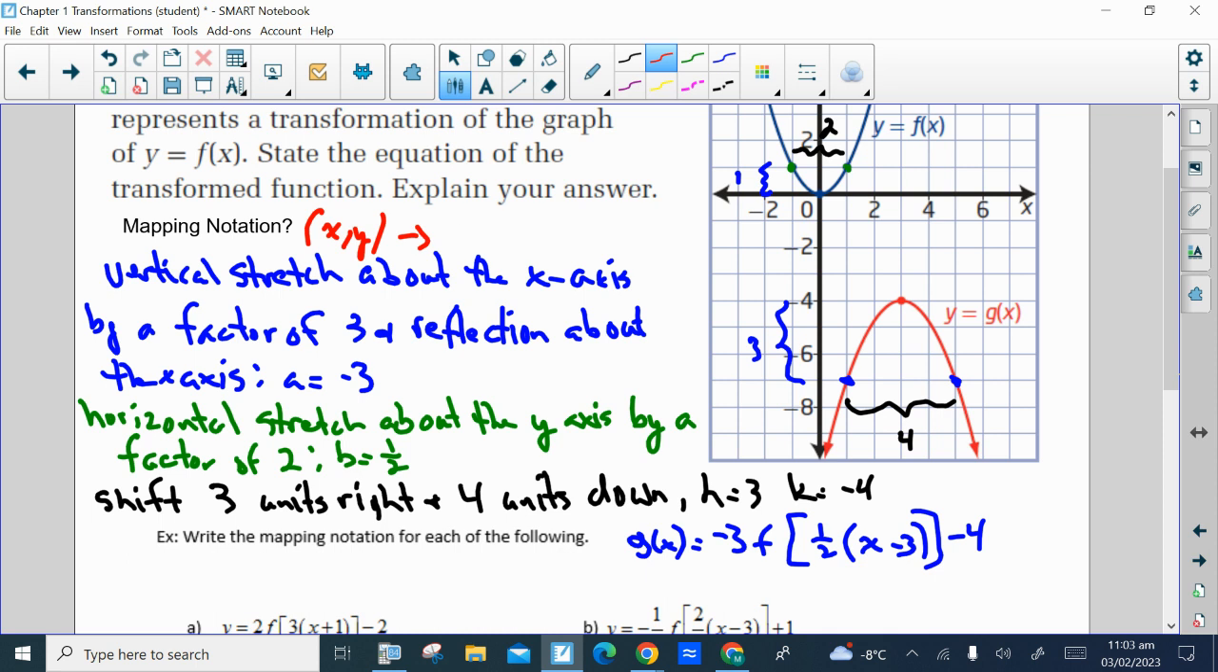And our mapping notation, again, the two inside parameters affect the x. We horizontally stretch by a factor of 2, which means the x values are multiplied by 2 and then increased by 3 because it went 3 to the right. Our y values are multiplied by -3 and then decreased by 4. So there's the mapping notation.